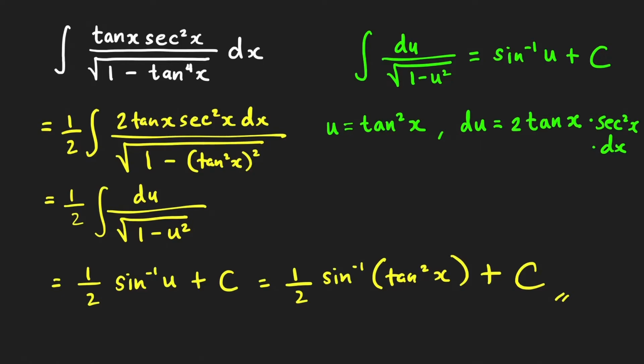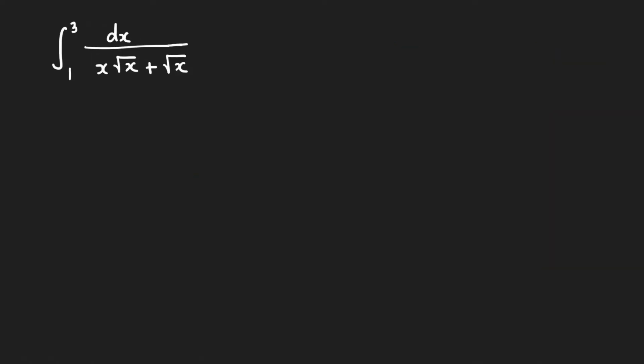Next problem. Let's evaluate this definite integral, the integral of dx over square root of x times (x plus square root of x), from 1 to 3. So what formula do we need to evaluate this integral? If we look at this denominator, there is a common factor, which is equal to square root of x. So let's factor that out first. So we have the integral from 1 to 3 of dx over square root of x, and then x plus 1.